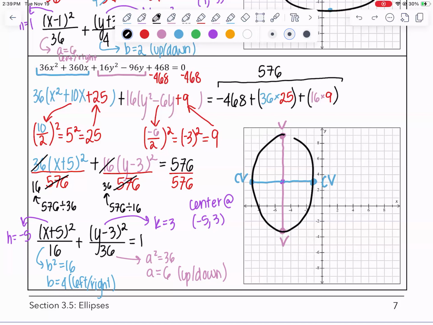Thank you, Notability. Notability will humble you with your shape drawing skills. All right, so that's that.